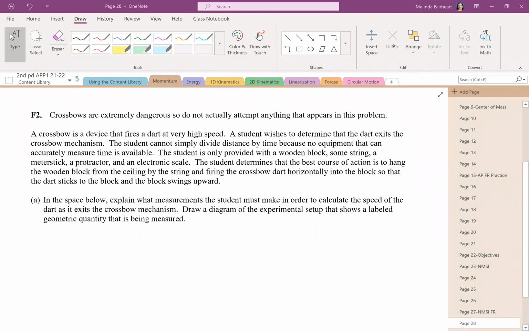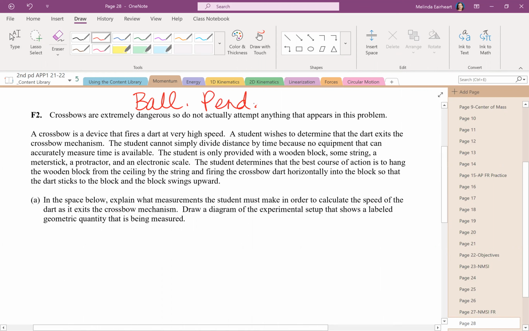A crossbow is a device that fires a dart at a very high speed. So this is kind of like the bullet going to get fired into the block. This is a ballistic pendulum, okay? The ballistic pendulum that we saw last week sometime, right? It says a student wishes to determine, here's the unknown, the speed at which the dart exits the crossbow. Is there a misprint in that sentence?